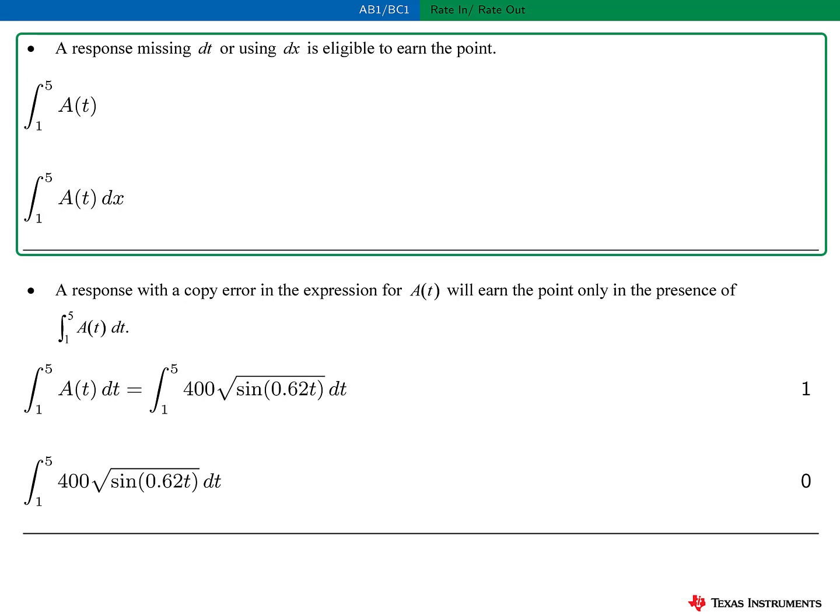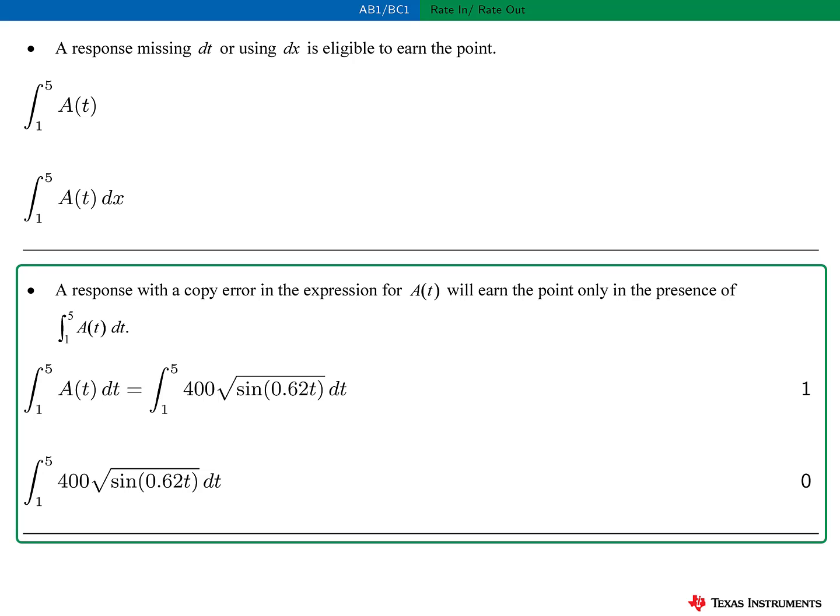We are, in general, where there is no ambiguity, forgiving of responses that do not include a differential or mix the variables. So these two expressions would each be eligible to earn the point. That is, as written, they each earn the point, but the response may go on to include a copy error, in which case they would not earn the point.